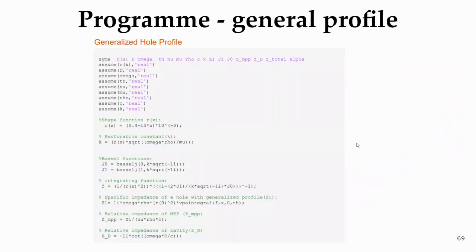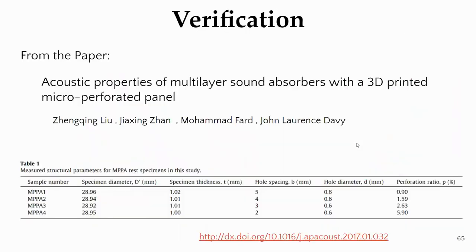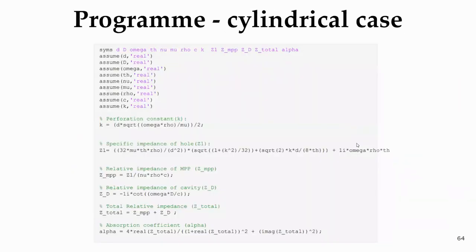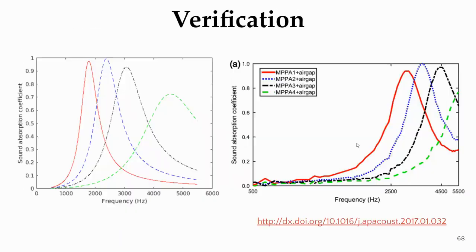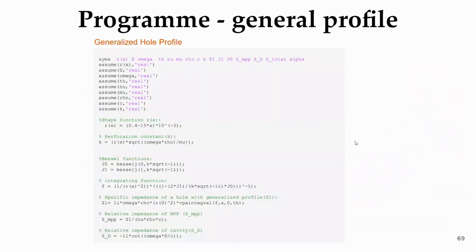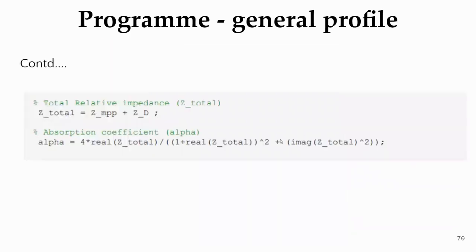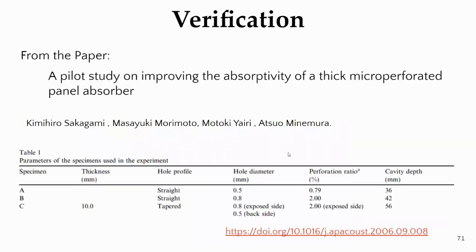And this is a program for the general profile. The previous one was a program for the cylindrical case, which we discussed at first. This is the program for the general profile, in which I have used this function as a general profile. Why did I use this? Because in a paper there was verification using this value, so I used this. This is a trapezoidal kind of profile, and this is used for various tapered values.